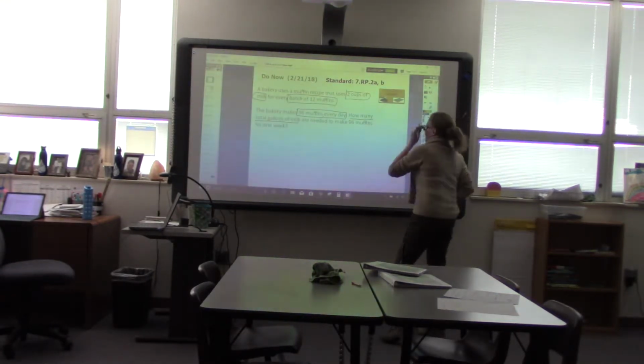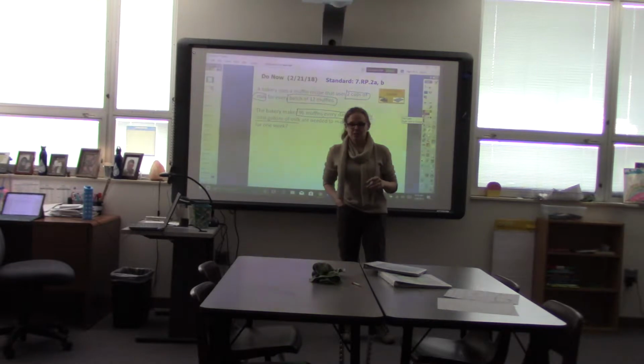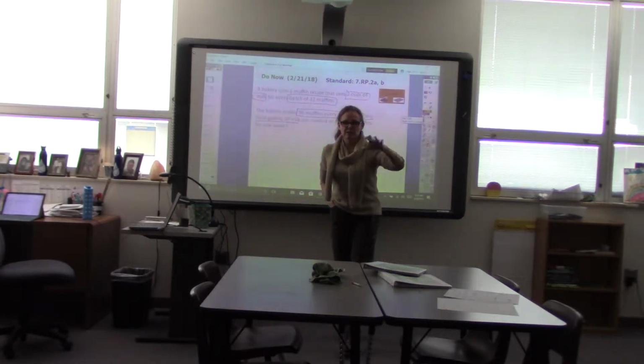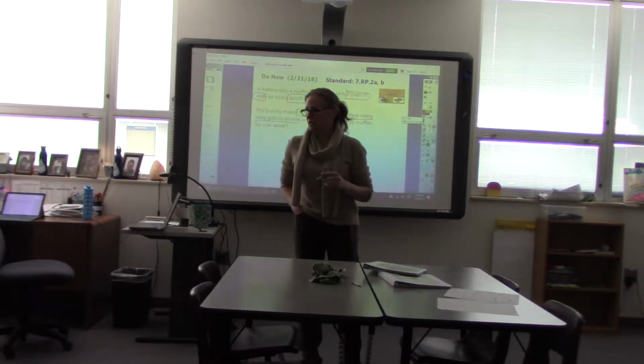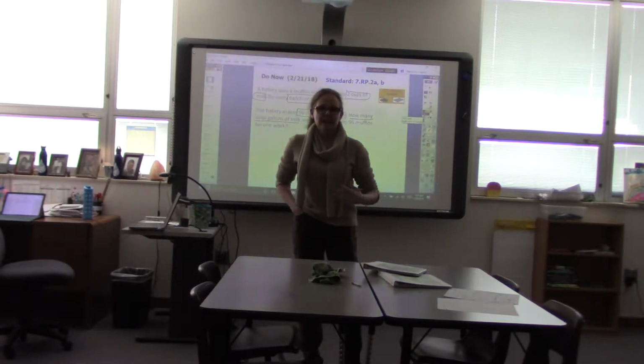So during the do now, I would be going around and looking at what they were doing. I would be looking for things like, how did they solve it? Did they set up a table? Did they try to write an equation? And then I would ask the person who had a table set up, and say, I saw so-and-so had a really good idea. Let's go over it up here.